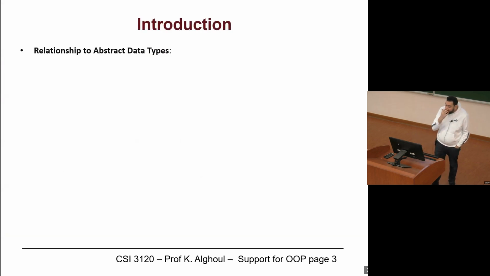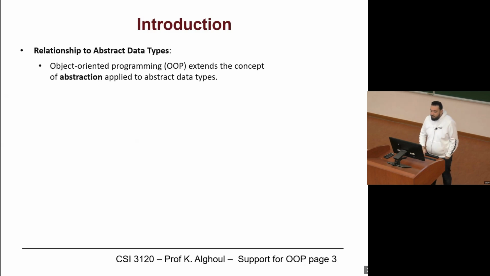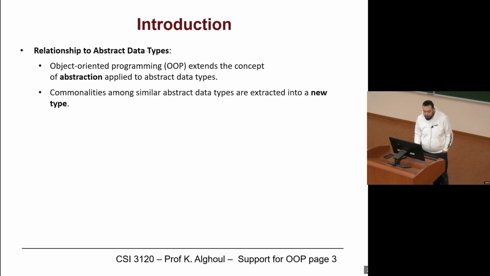So, relationship to abstract data type. Object-oriented programming extends the concept of abstraction, as we said, applied to abstract data types like encapsulation. And if you remember, when we gave an example of encapsulation, we said, for example, a class in C++ or in Java is an encapsulation device. So that's how it relates to ADT in this case. Now, commonalities among similar abstract data types are extracted into new types. Again, you can have subclasses and classes, all of these things.